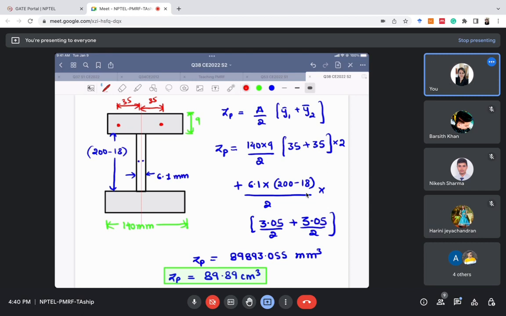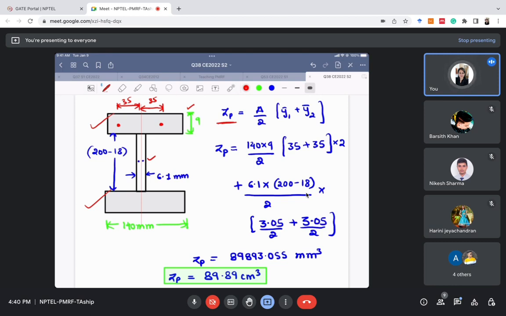Now let's calculate the value of Zp for these two rectangles first. We can't calculate it together. Why? Because for this web and for these rectangles the value of CG is different. So we cannot just use a single formula and calculate. We need to calculate this value of Zp twice. For example, let's calculate the value of Zp first for these two rectangles.